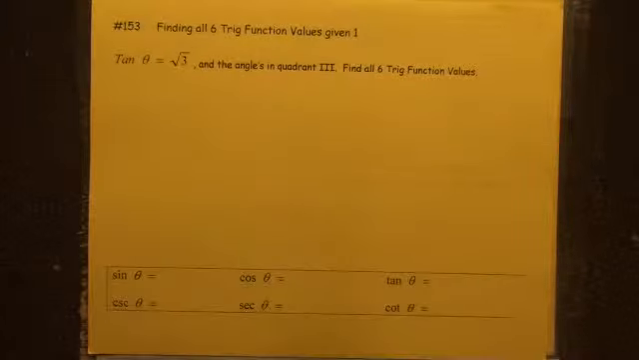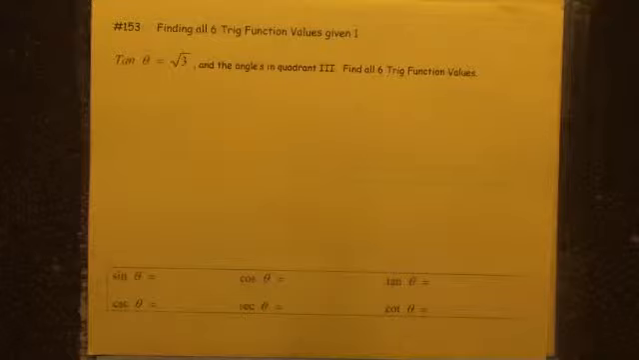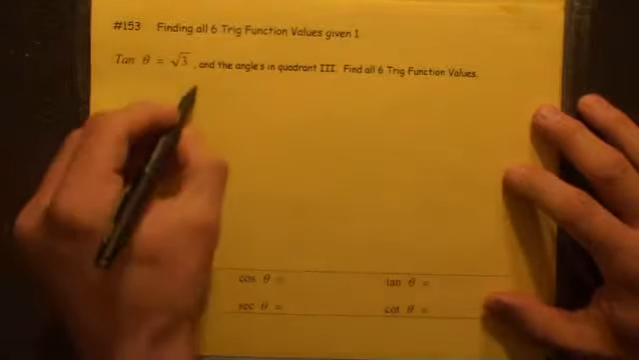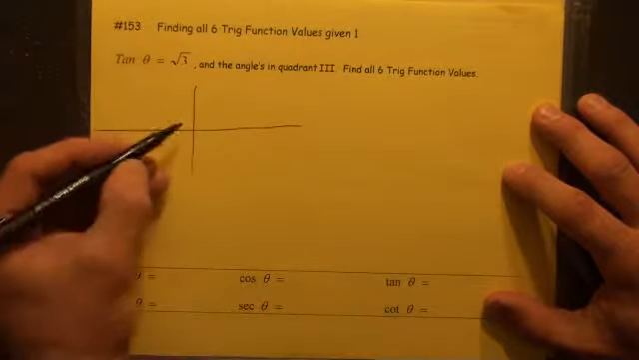Video number 153, finding all 6 trig function values given one of them. Let's start off: tangent theta equals square root 3, and the angle is in quadrant 3. Find all 6 trig function values. Let's start off locating quadrant 3, here it is.